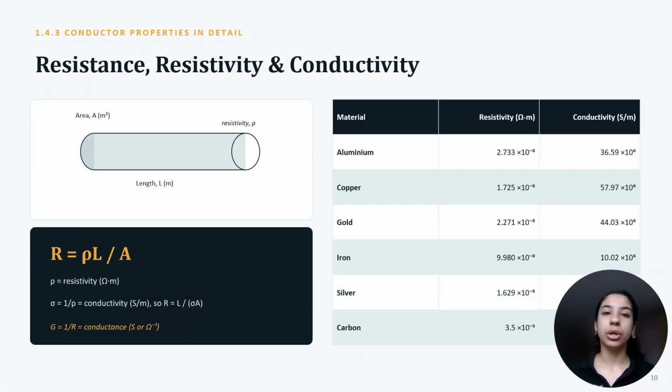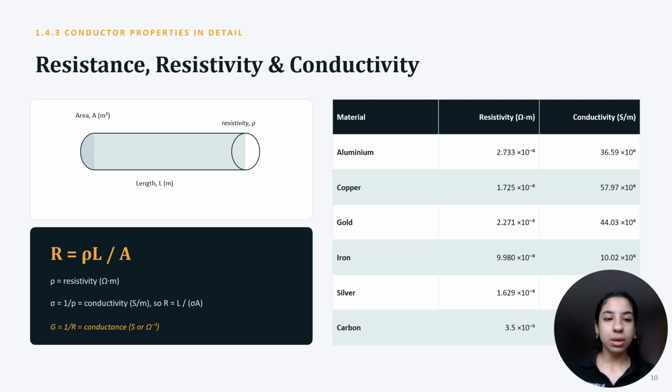Now, here we're going to talk more about resistance. Some important equations you have to remember. A wire also has resistance. Yes, a wire also has resistance, and even a battery has resistance, something we call internal resistance, which we will get to a bit later.